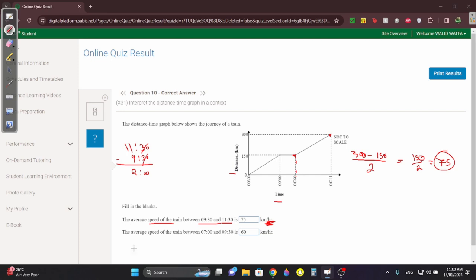Okay, part B, the speed between 7 and 9:30. Between 7, which is at 0, and 9:30, which is at 150. So 150 minus 0 over the time between 7 and 9:30. 30 minus 0, you get 30 minutes. 9 minus 7 is 2. So 2 hours, 30 minutes.